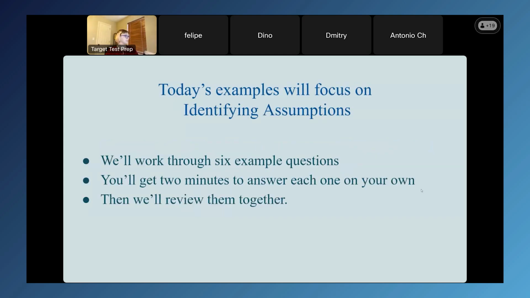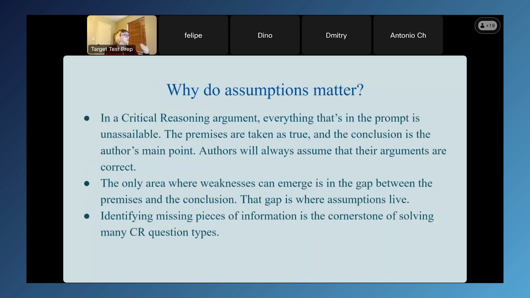And then we will work through 6 example questions and you will get roughly 2 minutes, and then we will review them together. This is the main thing.